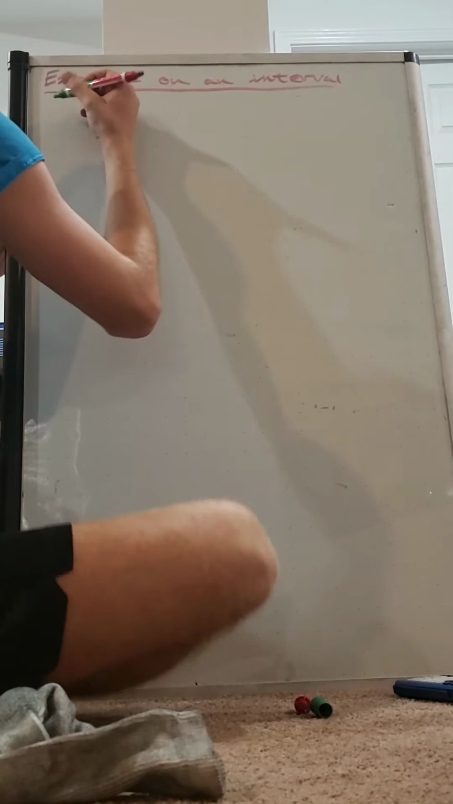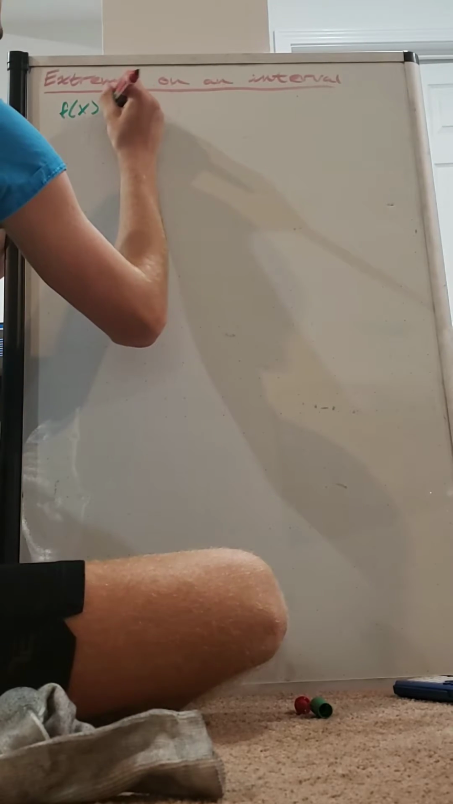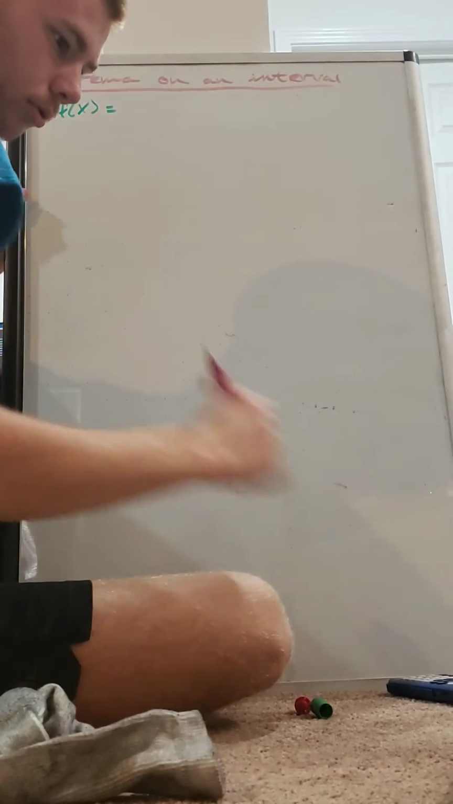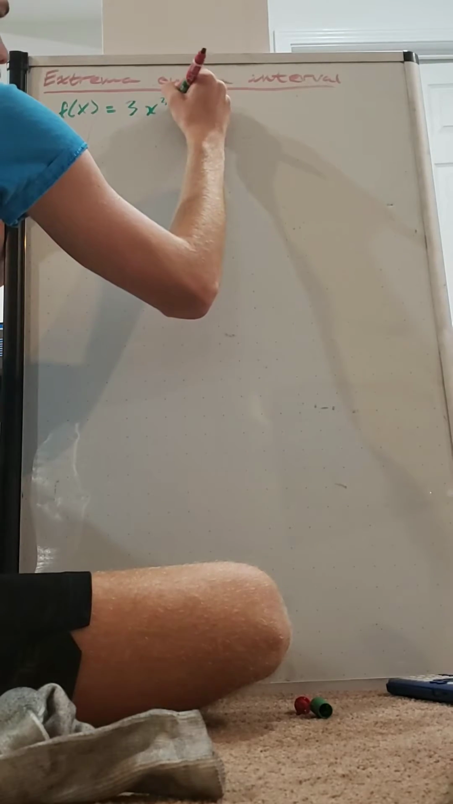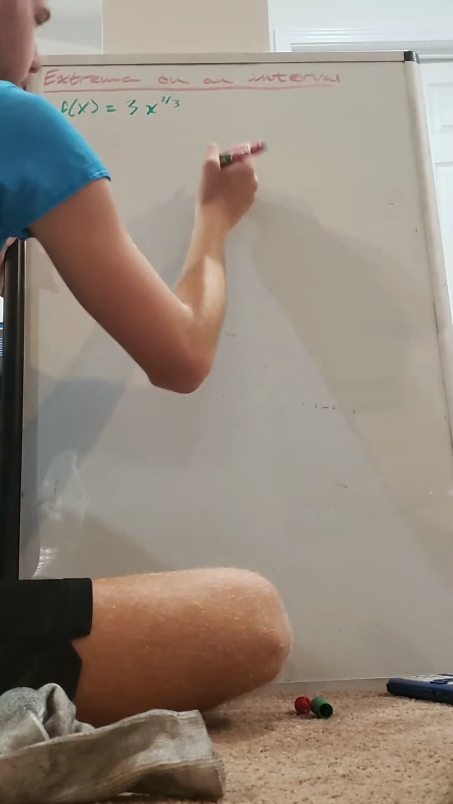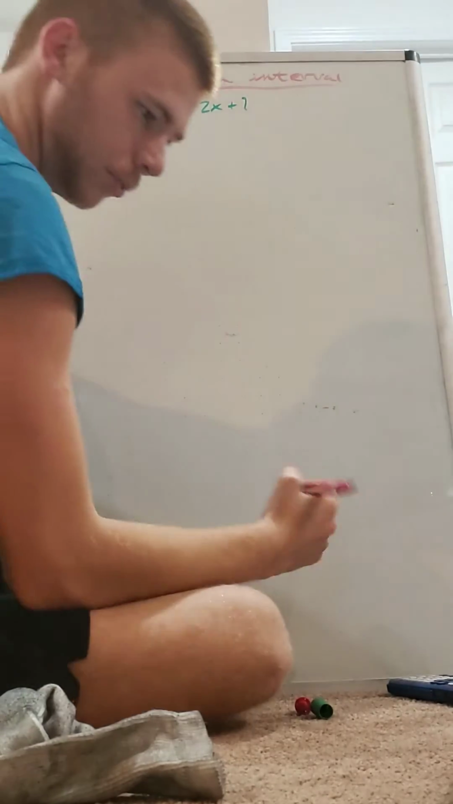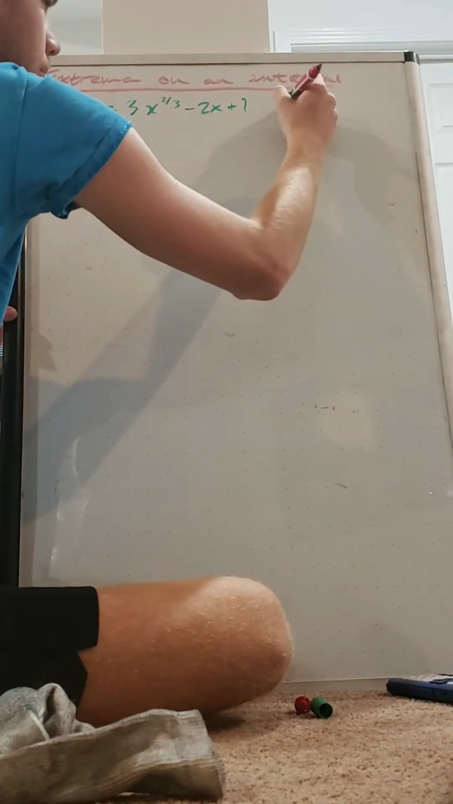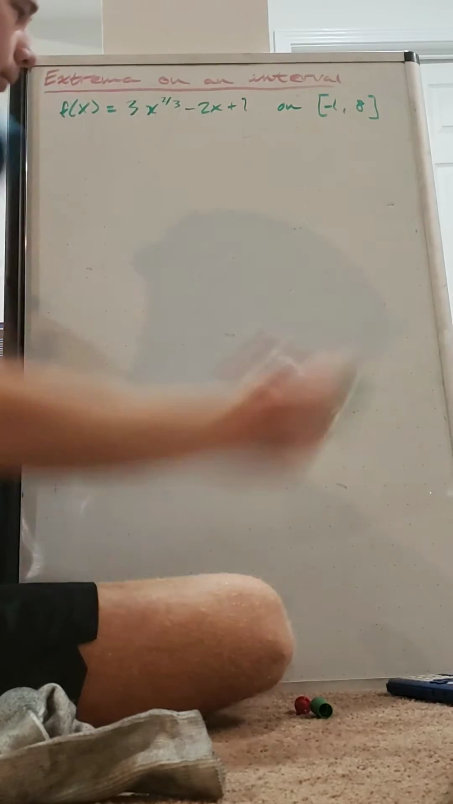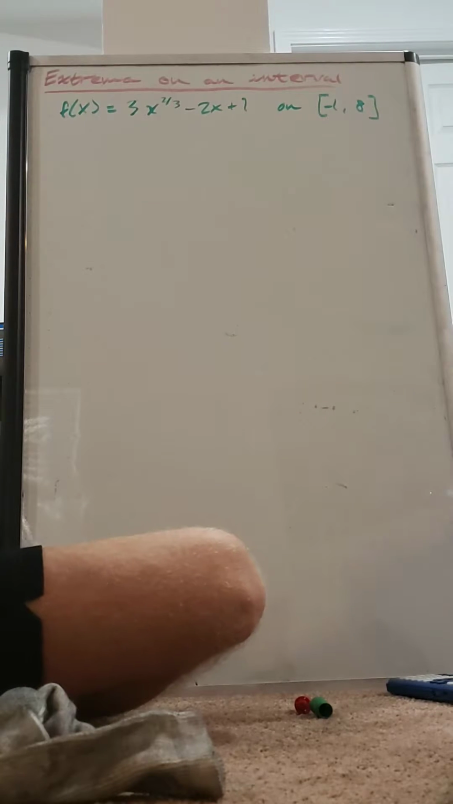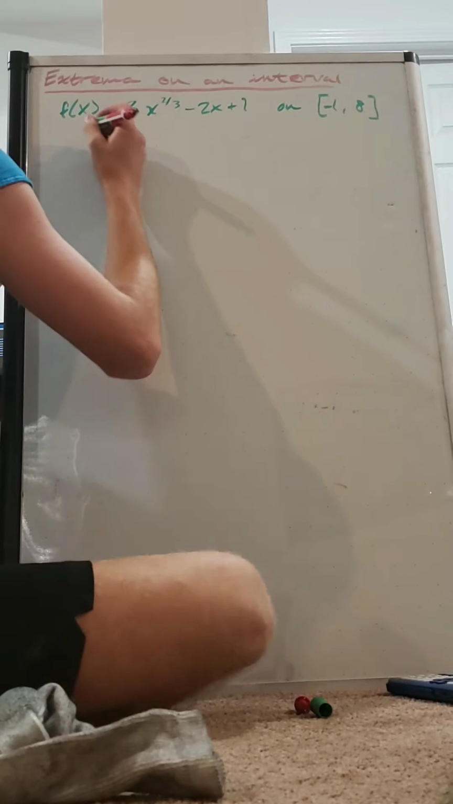So for this one, we're given f of x is equal to 3x to the 2/3 minus 2x plus 1. And we are looking at the interval from -1 to 8. And for this one, we're going to do the same thing as the last one. So we know our extrema can occur at the endpoints, so that's what we check first.